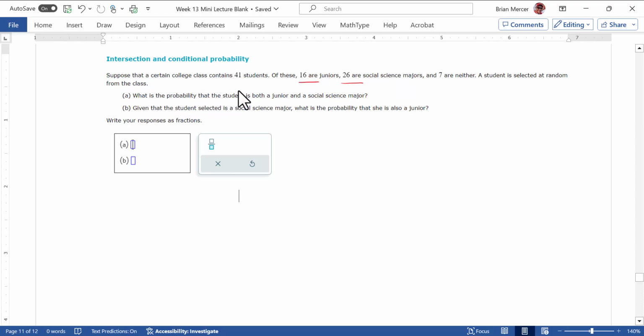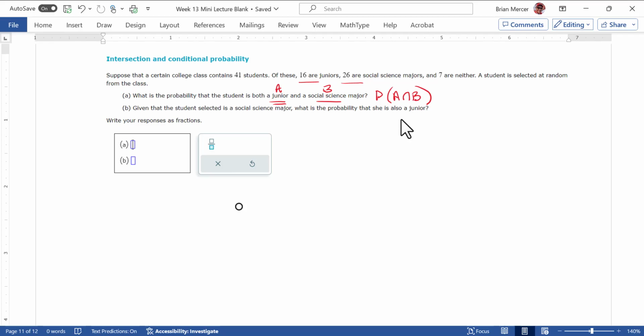Now it says, what is the probability that a student is both a junior and a social science major? So if I let being a junior be event A, and I let being a social science major be event B, this question really boils down to what's the probability of A and B, or A intersect B. So in other words, that's the notation we could use here.